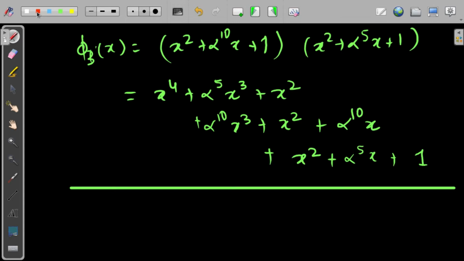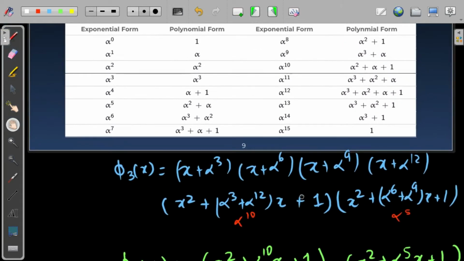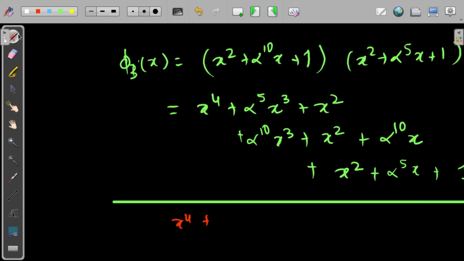It's simply going to be x to the power 4 here, and then I am adding alpha to the power 5 and alpha to the power 10, and you can see from here that alpha to the power 5 is alpha square plus alpha, and alpha to the power 10 is alpha square plus alpha plus 1. So alpha square plus alpha will get cancelled and I will have only 1, right? So I got x cube. The second answer is going to be x cube.